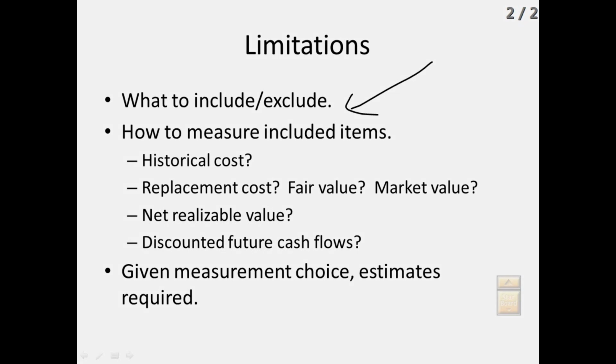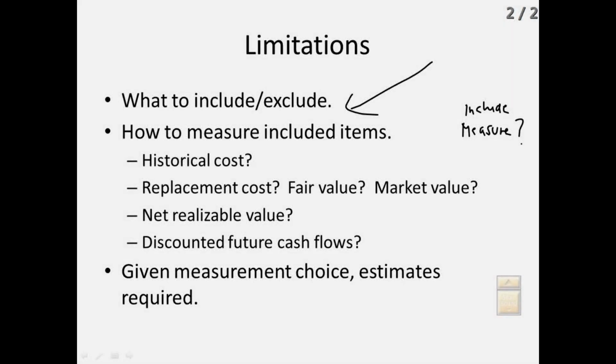How do we decide? Sometimes we exclude things that we ought to include, and sometimes we include things that other people might argue don't belong there. Okay? Then once we decide, okay, we're going to include it, now we have to figure out how to measure it.